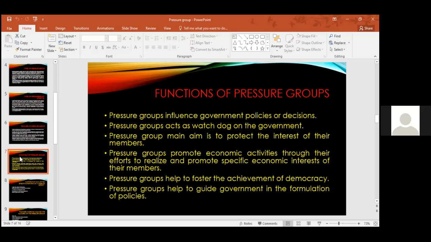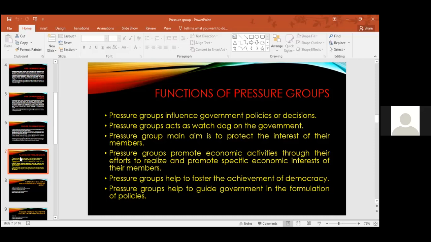Now let's move to the next one. Pressure group acts as watchdog on the government. Now, when we say watchdog, there's a popular term in government they call checks and balances. Checks and balances is when a particular part of the government checks another so they won't be power drunk. So the idea of pressure group is to check the affairs of the government. That means it will let the government understand they don't have total power. So pressure group is there to watch whatever the government does and correct them when they do wrong.